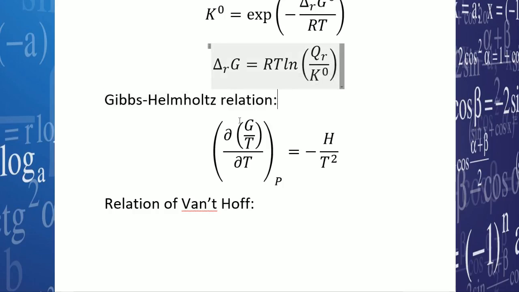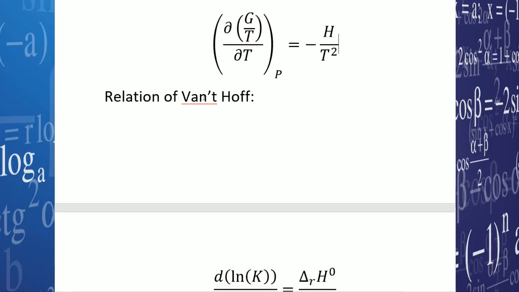Gibbs-Helmholtz relation. It's very easily demonstrable, but it's this. I should maybe have written the demonstration, but it can be boring for some. You have this huge derivative at fixed pressure, the derivative of G divided by T, derivated by T, equals minus H divided by T squared.